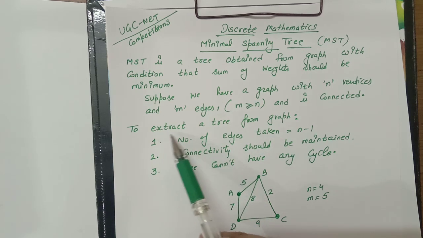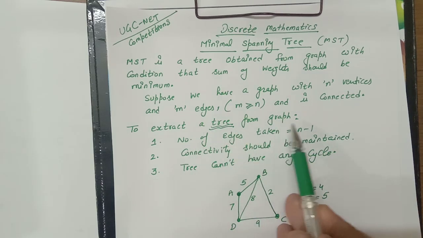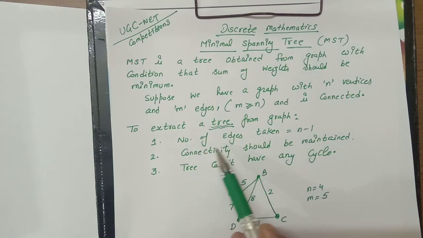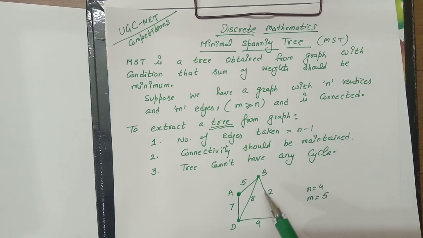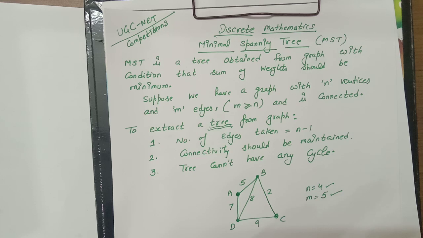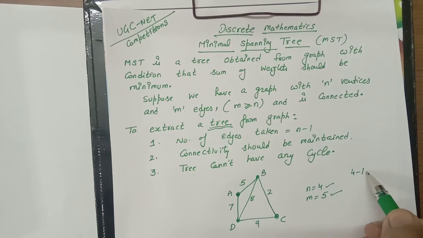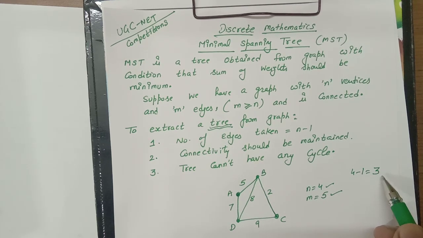Then to extract a tree, first I am telling only about a tree. To extract a tree from the graph, first of all we have to take the number of edges as n minus 1, where n is the number of vertices. Like in this graph there are 4 vertices A, B, C and D, and there are 5 edges: 5, 2, 7, 8 and 9. So my n is 4 and my m is 5. Now to make a tree from this graph, I have to take 4 minus 1, meaning 3 edges. I have to take all the vertices, but the number of edges should be 3.